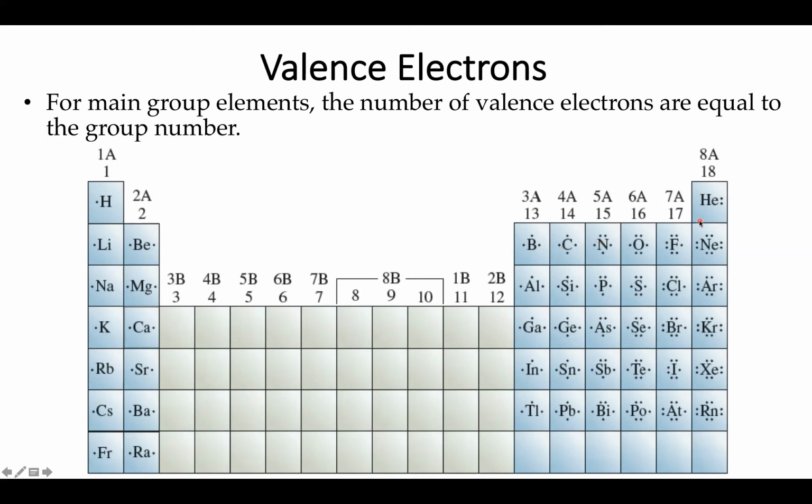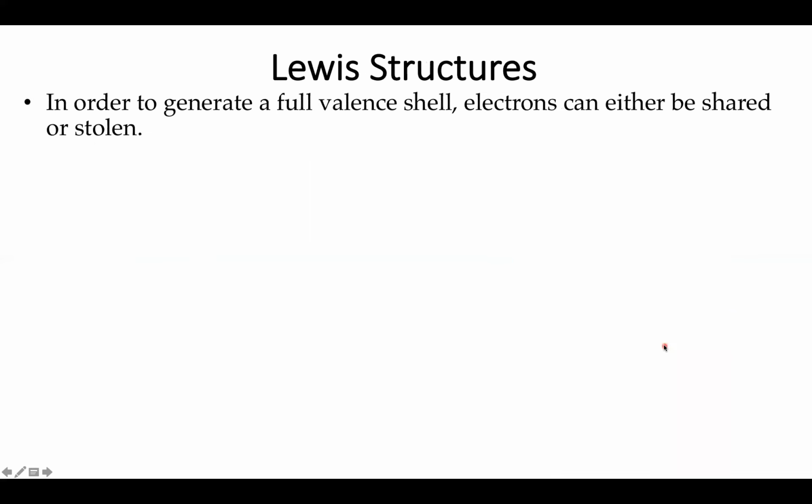With the notable exception of helium and hydrogen, because they can only have 2 electrons in their valence shell before we move on to lithium. And for the most part, we're going to ignore our metals for now, as this octet rule tends to hold for these main group elements. So in order to generate our full valence shell, electrons can essentially either be shared or they can be stolen.